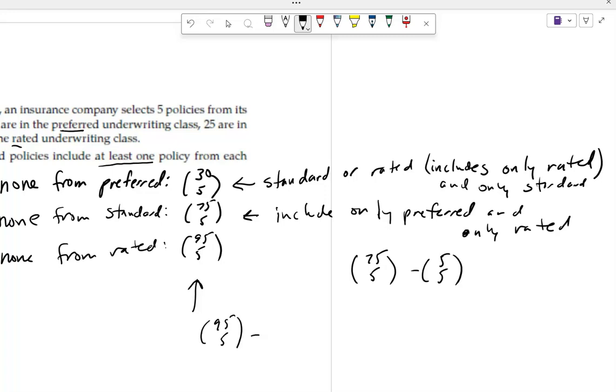I do need to subtract some things out. What is that made up of if it's not rated? Yeah, it's made up of preferred and standard. What's already been counted in the first one? Only standard. This one's already counted only preferred, right? So what would we need to subtract out if we've already counted those things? 25 choose 5, 70 choose 5. Yeah, I need to subtract out the 25 choose 5 to get rid of the standards, and the 70 choose 5 to get rid of the only preferreds. Right?